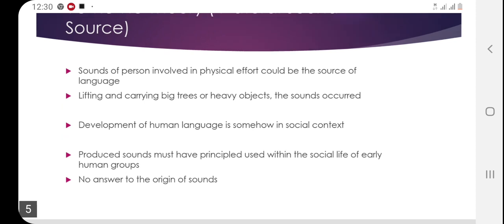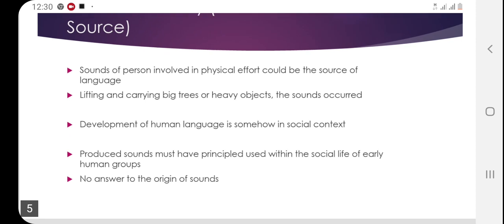But again, we come to the point that there is no specific answer to the origin of sounds. Was it really the origin of the sounds? As I told you already, the origin of sounds and making a relevance of sounds to objects, believing that those were actually the words given to the objects, and in this way every object was given a name according to the sound.